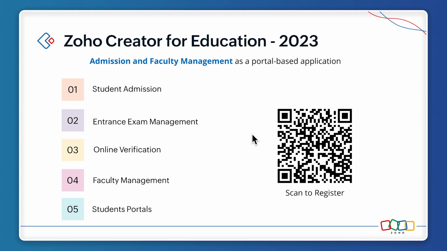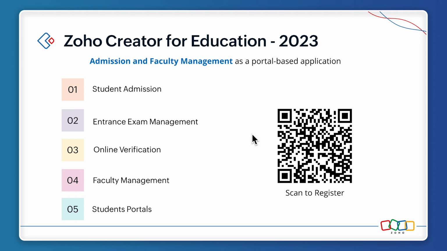In 2023, we conducted a session on Zoho Creator for Education, in which we took a process called admission and faculty management. We categorized this admission and faculty management as a portal-based application. In this application, we completely managed the student admission process, from receiving the online application, conducting the entrance exam via online mode, and also managing the verification of the student documents via the meeting platforms. These are the things that are covered in this admission management.